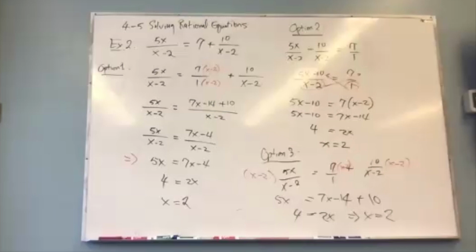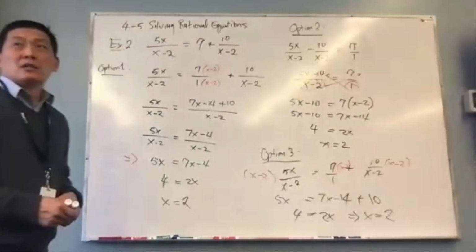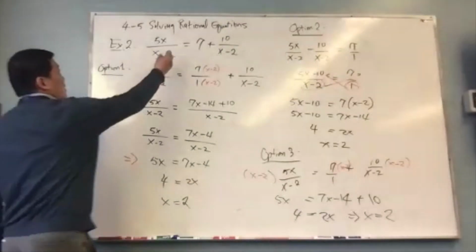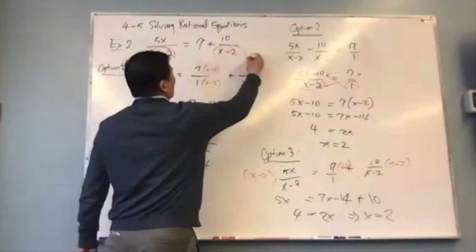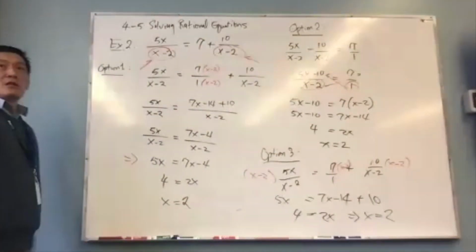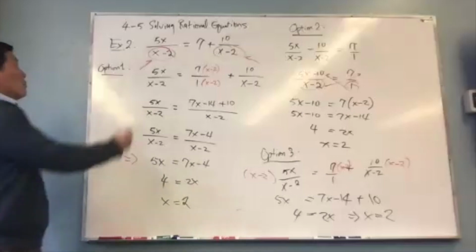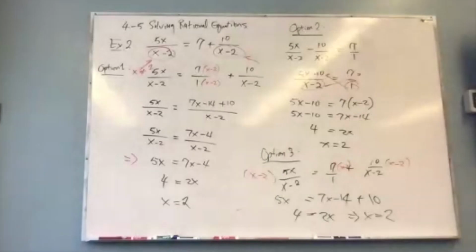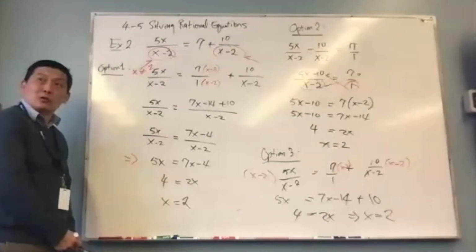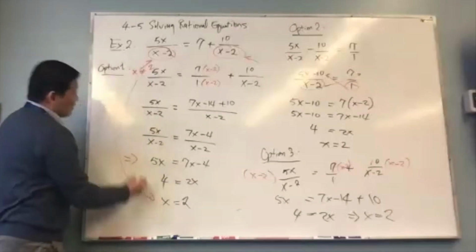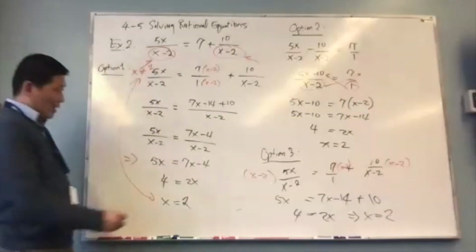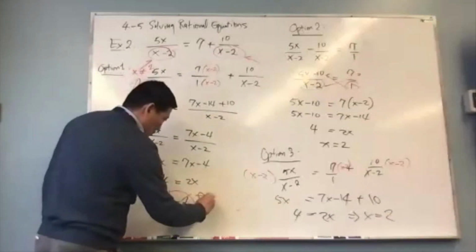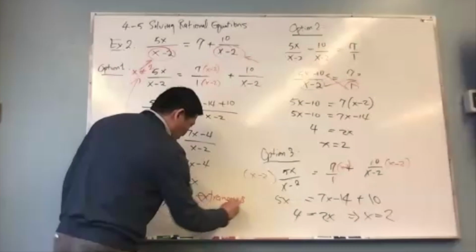However, you have to go back and check. But here's the thing. If you look at this, you should immediately say, wait a minute, I have x minus 2 in the denominator. That means x cannot equal 2, because if x is equal to 2, it will make that undefined. But our answer happens to be that x is equal to 2. But it says x cannot equal 2. That means this is an extraneous solution.